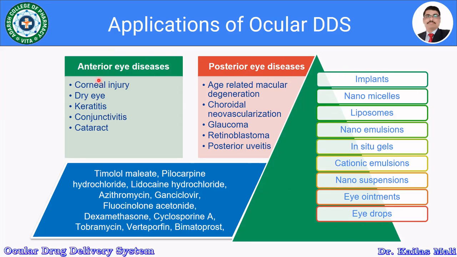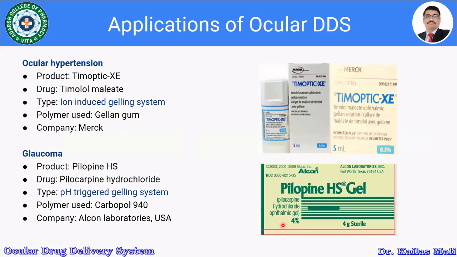Generally for anterior eye segment diseases, we use eye drops, eye ointments, nano suspensions, emulsions, then in situ gels. In the case of posterior eye segment diseases, it is possible to use nanomicelles, liposomes, implants, or intravitreal injections. Ocular drug delivery systems are widely used to treat anterior eye segment diseases and posterior eye segment diseases. Let us see some marketed formulations of the ocular drug delivery system.